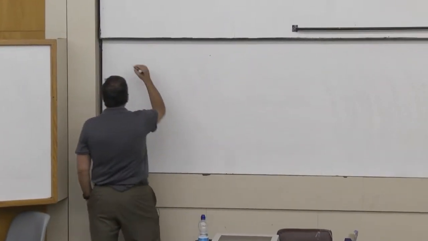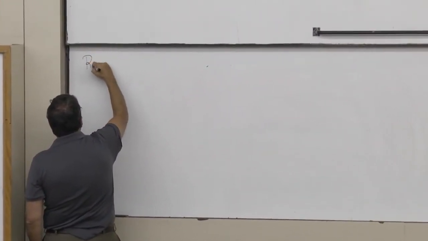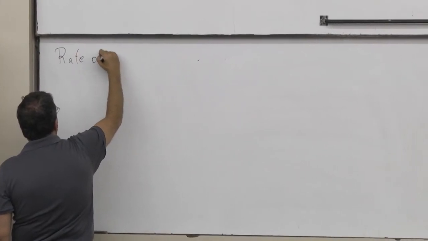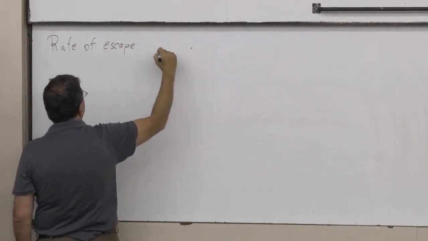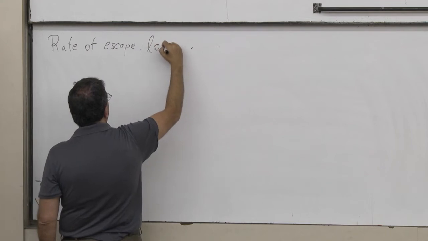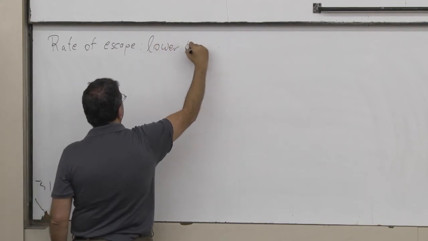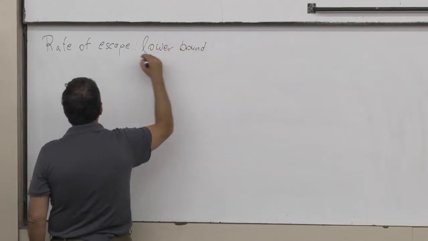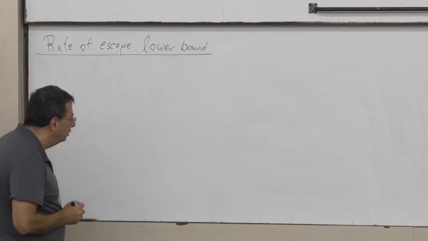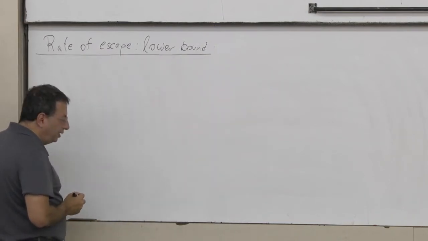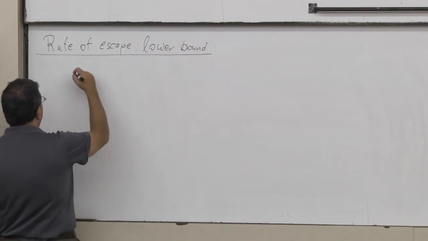Good morning. Today I'm still going to talk about rate of escape, but I'll focus on a lower bound. And the setting I want to work in is a Cayley graph.